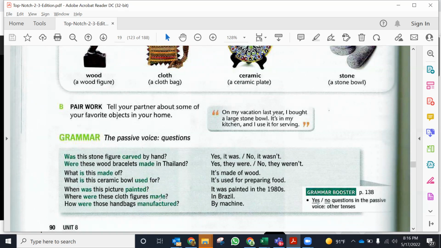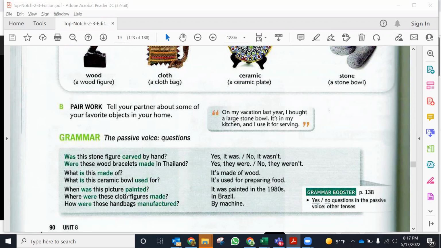¿Alguien tiene alguna pregunta hasta aquí? No. Ok, perfecto. Si las saben, pues ya saben, con toda confianza me las hacen y las revisamos. Ok, next one. Decía, what is this made of? ¿De qué está hecho esto? It is made of wood. Ok. What is this ceramic bowl used for? Used for. ¿Para qué es usado? It's used for preparing food.